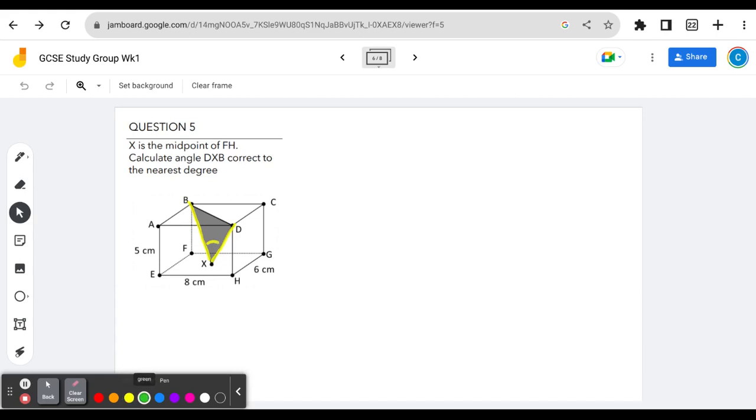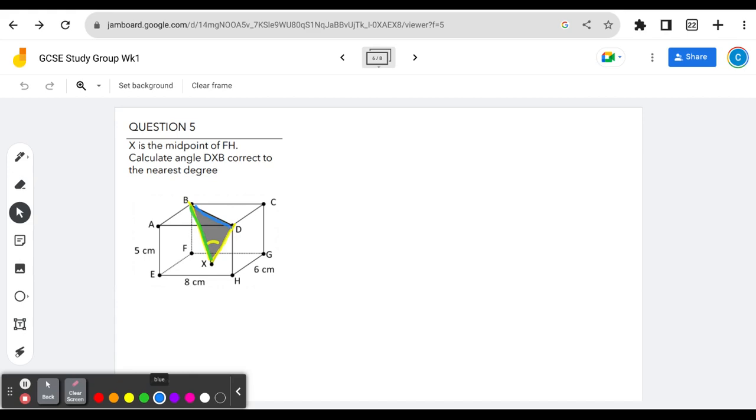In fact, let me color code each side so we know what we're looking at. So we've got three sides. We've got this green side. We'll keep that one yellow. And we've got this blue side here. So let's see if we can find those three sides, then we can figure out the angle by using the cosine rule, which is the rule that we need one angle for.